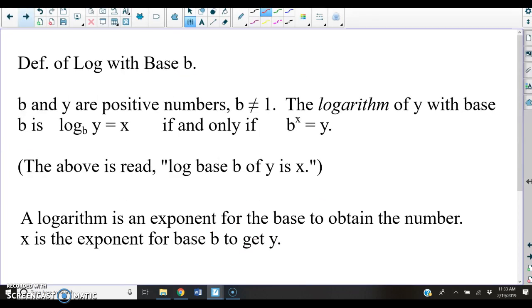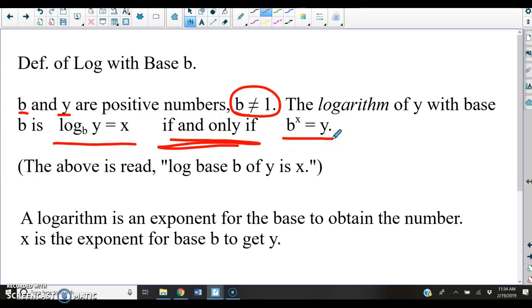All right, so here we go. Definition of a logarithm with base b. So b and y have to be positive numbers. b is not equal to 1. It does not make sense to raise 1 to a power. The logarithm of y with base b is x if and only if b to the x equals y. So when we say log base b of y is x, it always gives us the equal sign.